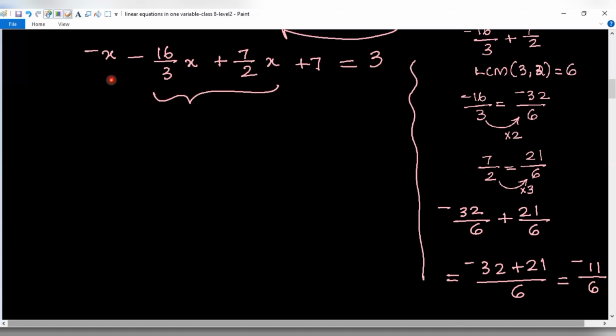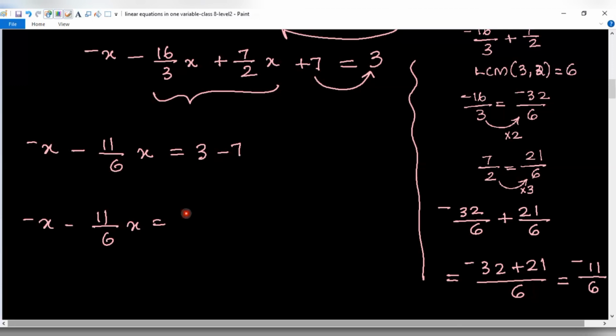Here we have already a minus x. Then here what we got, minus 11 by 6. Minus 11 by 6x. Then plus 7. Let us take that positive 7 to the right side. So it will become negative there. So 3 minus 7. Now here we have minus x, minus 11 by 6x equals 3 minus 7, which is minus 4. Right? We have 3 minus 7, that is 3 plus minus 7. The bigger one is negative, so the answer is negative, then just subtract, 7 minus 3, that is 4.